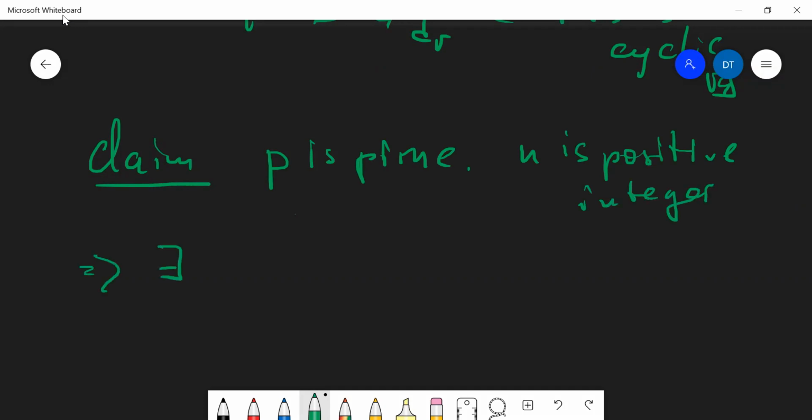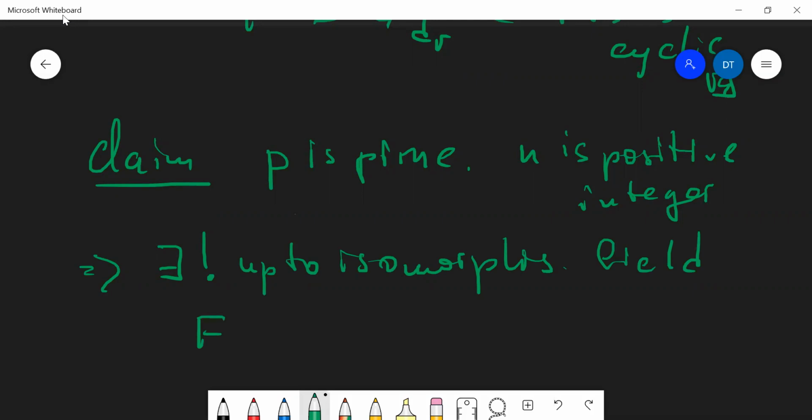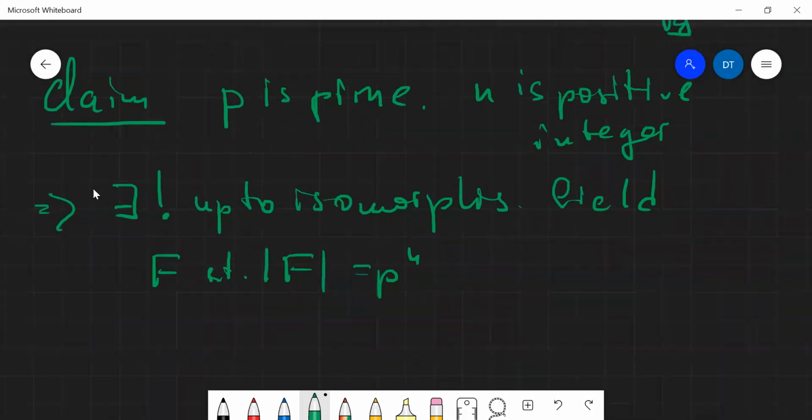Then there exists a unique, up to isomorphism, field F containing exactly p to the n elements. So you can always produce a field with p to the n elements, and no matter how you produce this field, all these fields are isomorphic. So it doesn't matter how you produce a field with p to the n elements, because the result will be exactly the same.